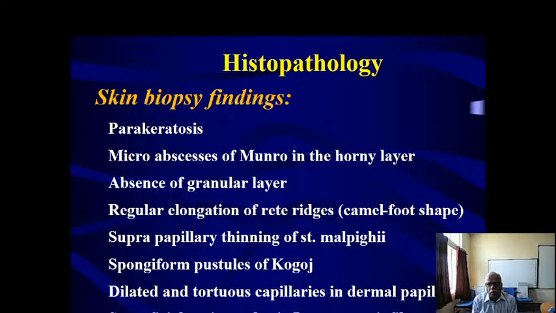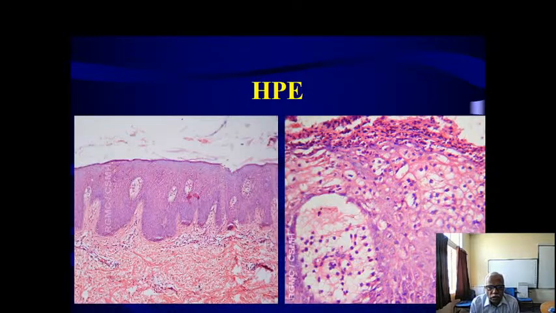There is again accumulation of neutrophils in the stratum malpighi, they are called spongiform pustule of Kogoj. Then there is dilatation and tortuosity of the capillaries in the superficial dermis, and there is a perivascular inflammatory infiltrate in the deep dermis and superficial dermis. So this is the first picture.